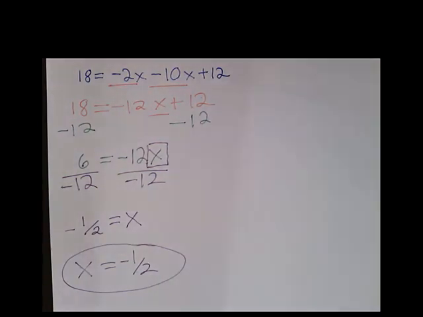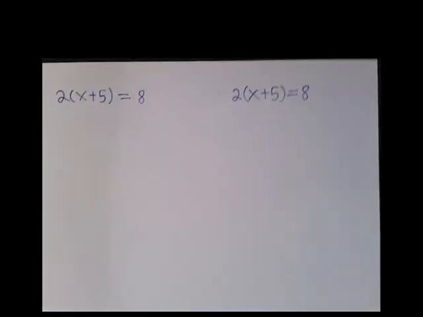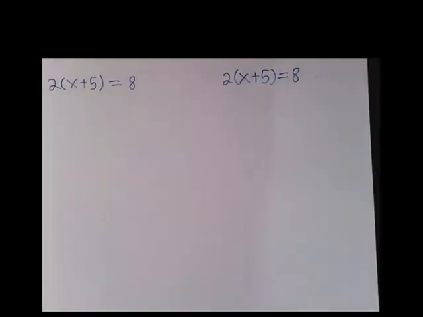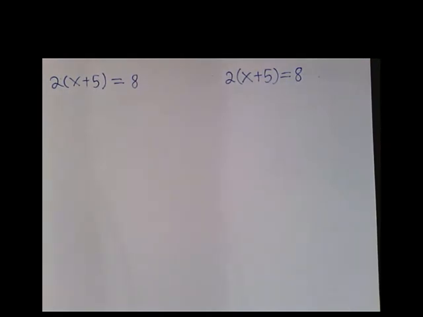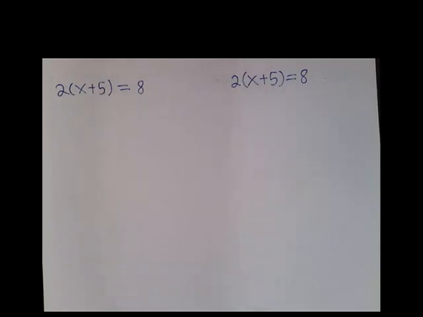Not too bad. So remember, we are working towards isolating the variable, getting it by itself. All right, so let's look at a couple with parentheses. Now, I have two ways we can work this one out, and they both work well. You can either do the distributive property, or you can divide first.